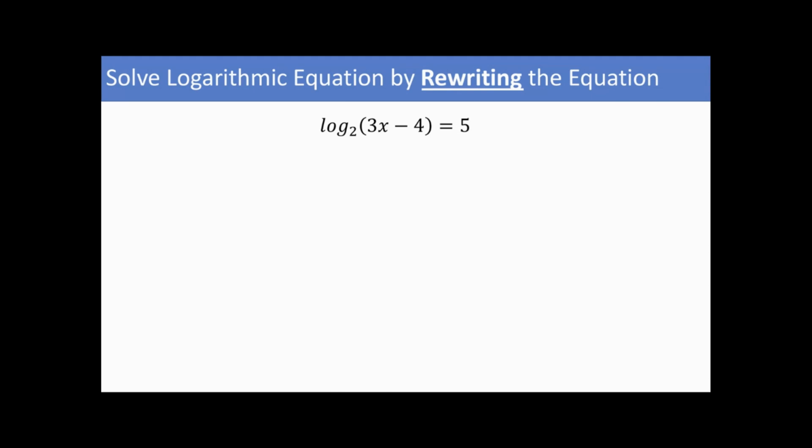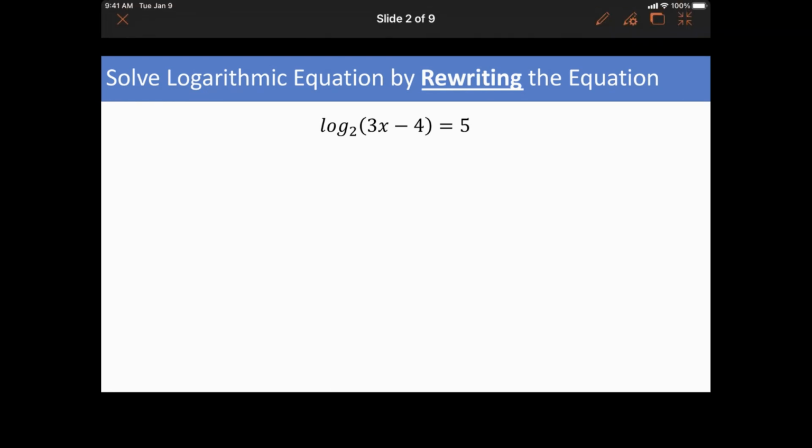This one, I can see that it's a log, base 2 with an argument of 3x minus 4. And on the right side, there's not a log, it's just 5. So because it's just a simple logarithm, we can say, all right, I don't know how to solve it as a log, but what if I rewrite it as an exponent? So 2 to the 5th power, right? And the argument becomes the answer. So we're just rewriting it from a logarithmic equation to an exponential equation.